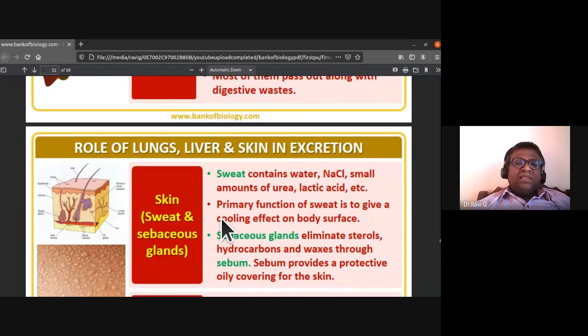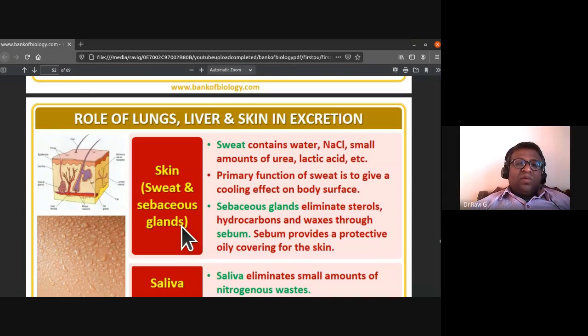The sweat contains water, sodium chloride, small amounts of urea, lactic acid, etc. The primary function of sweat is to give a cooling effect on body surface. The sebaceous glands eliminate sterols, hydrocarbons, and waxes through sebum. Sebum provides a protective oil covering for the skin.